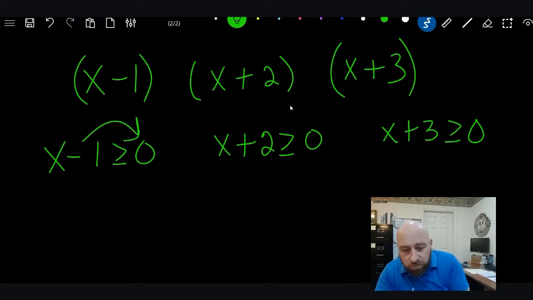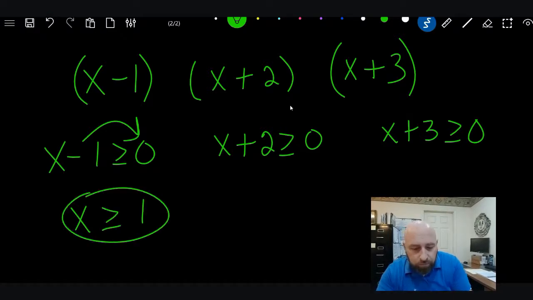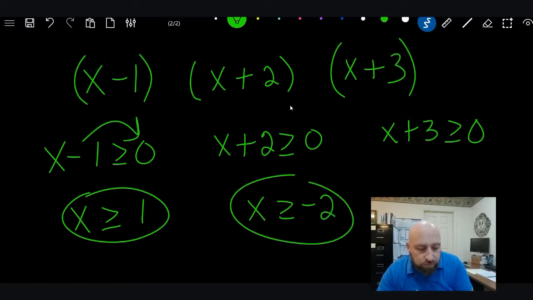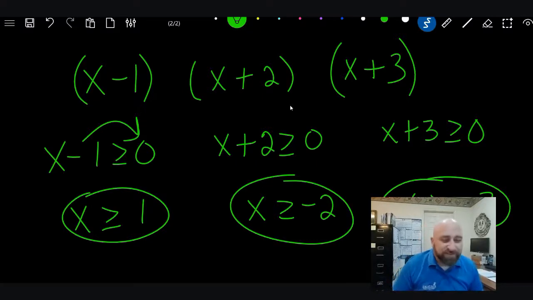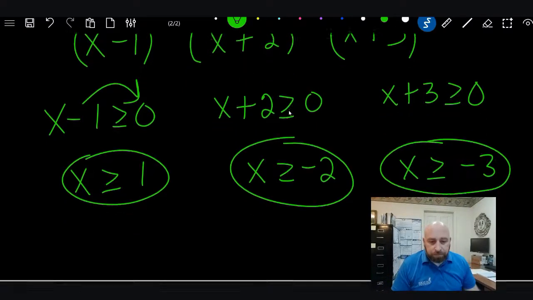So we move this one over, and we get x equals +1. Well, technically, x is greater than or equal to +1. Here we get x is greater than or equal to -2. And here we get x is greater than or equal to -3. Sorry about that. Losing my mind just a little bit. All right, so there we go.